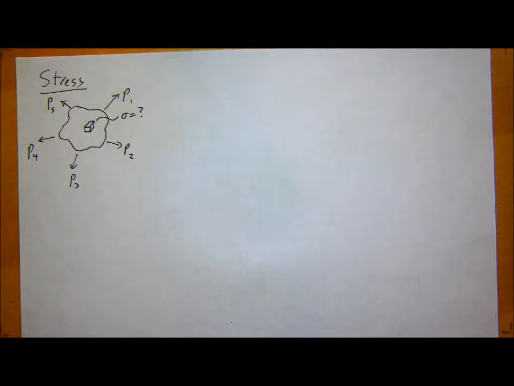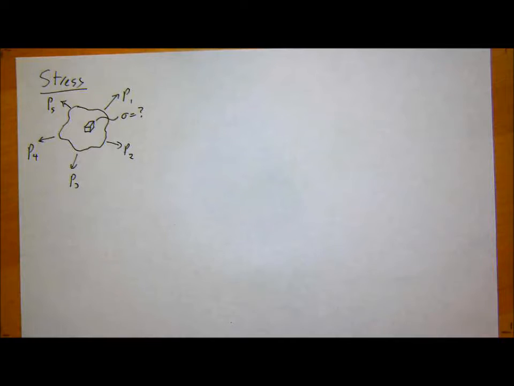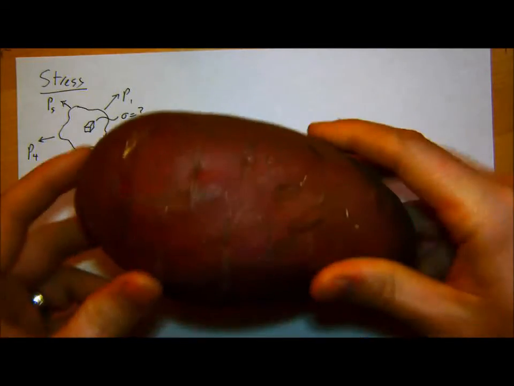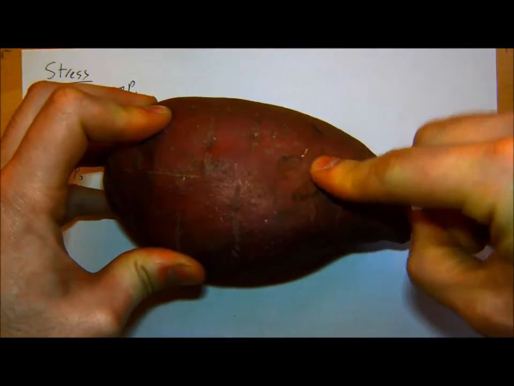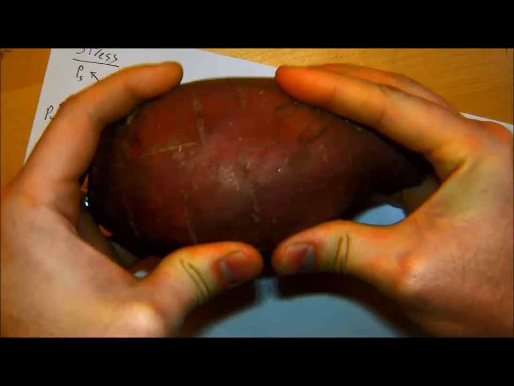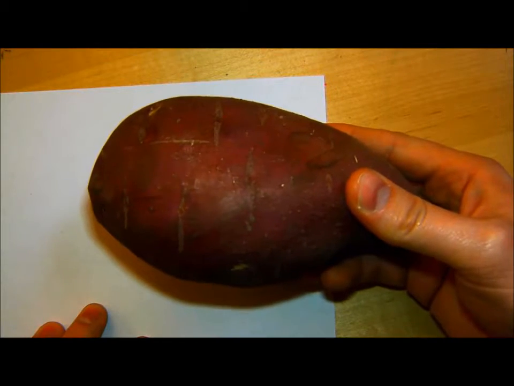So I brought a prop. In mechanics, this sort of diagram is used very commonly, and it's affectionately referred to as a stress potato, because people almost always draw it as a potato, this kind of blob shape. So to help demonstrate, I brought a potato. If I were to push on this potato in a certain way, if I were to twist it or torque it, what's the stress inside this potato at a certain point?